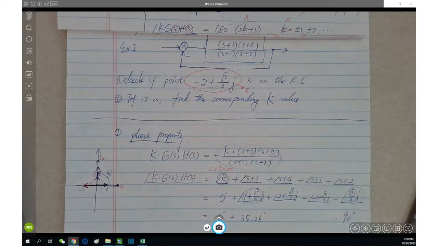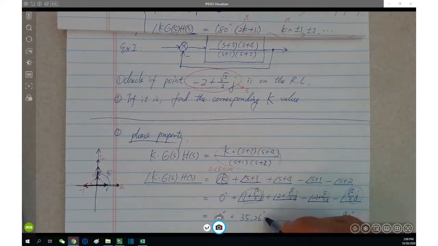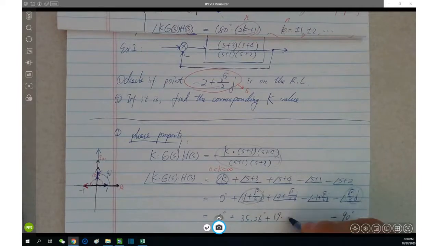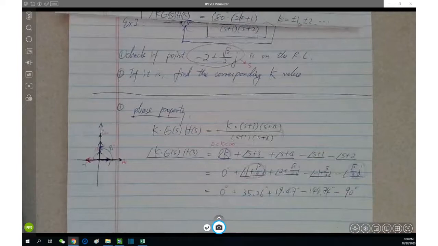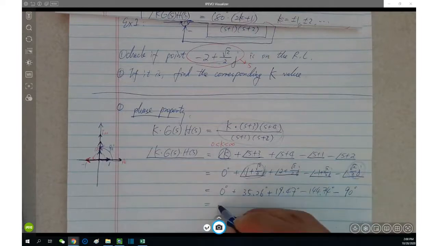All right, and I see some of you already got the correct answer. So the second one is 19.47 degree, and the third one is 144.70 degree. And then what you need to do is just a simple algebra and sum them up, and ending up with, for this particular problem, negative 180 degree.